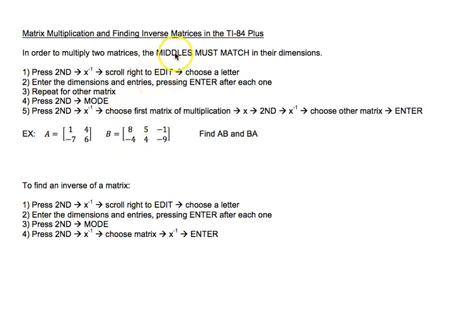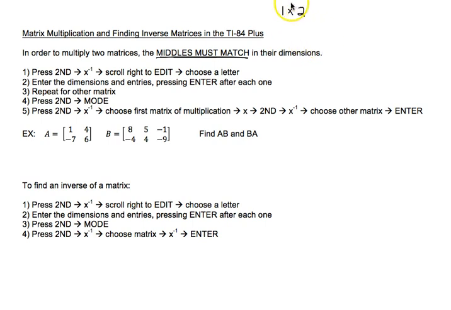So first thing that is really important, and you can tell that because I put it in big letters: when you go to multiply two matrices, the middles must match when we're talking about their dimensions. So let's say that you have a cute little guy that is a 1 by 2 matrix. So your rows by your columns, 1 row, 2 columns, so it's a little baby matrix.